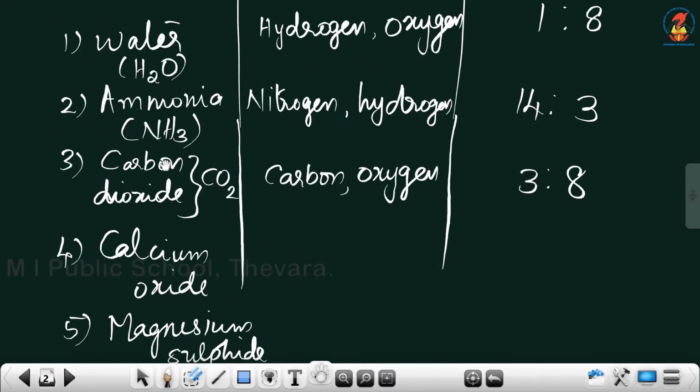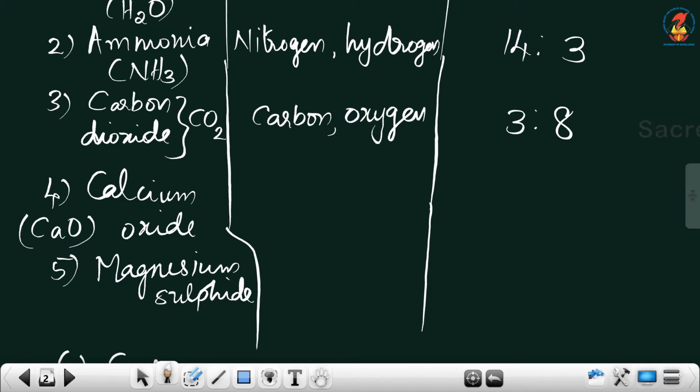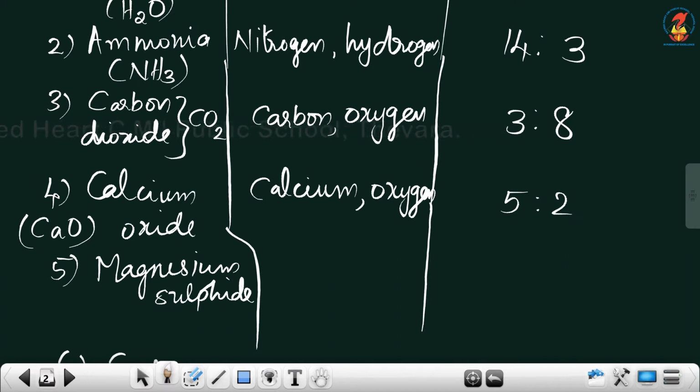Then the next compound is calcium oxide. Which are the elements present in calcium oxide? Formula is CaO. Calcium oxide is CaO. And which are the elements present there? Yes, it is calcium and oxygen. Calcium and oxygen are the elements present in calcium oxide, and they combine in the ratio of 5:2. 5 grams of calcium will combine with 2 grams of oxygen to produce calcium oxide.